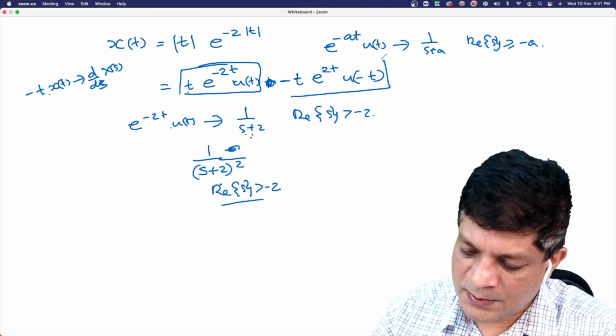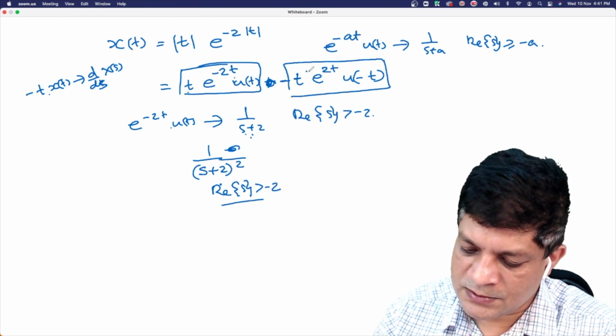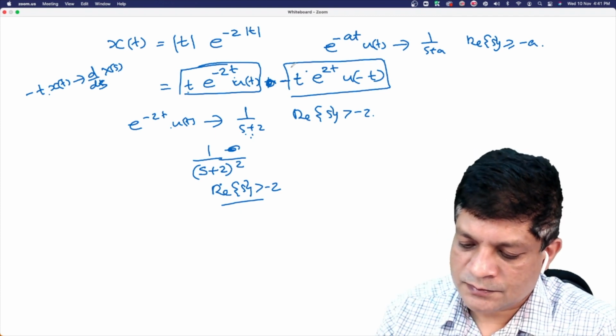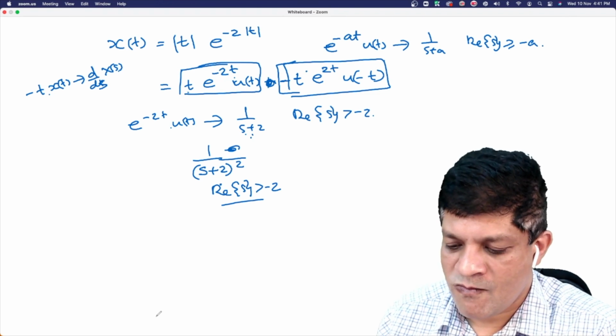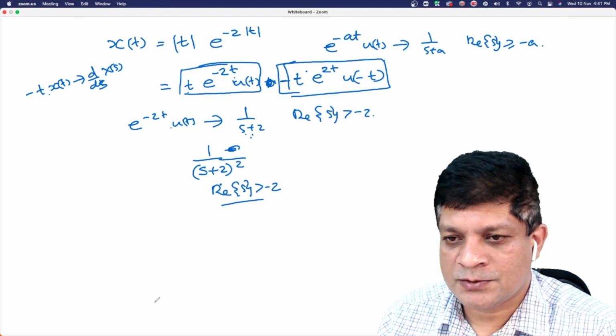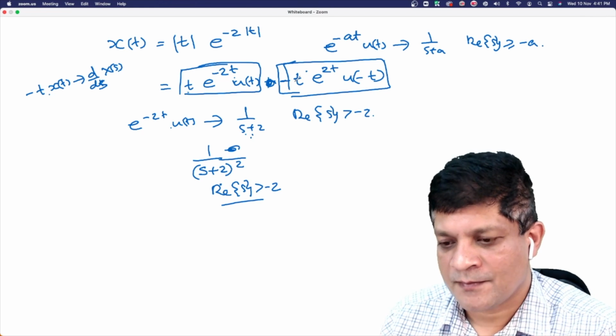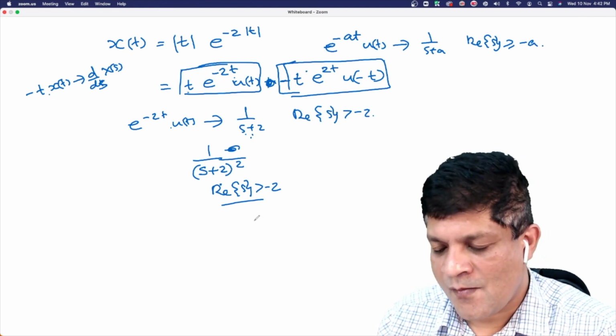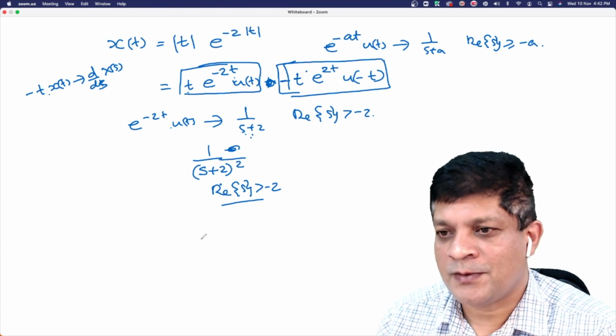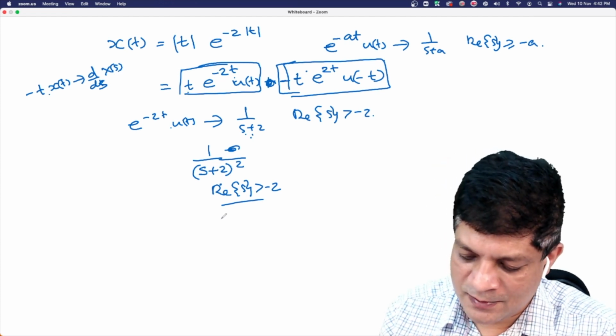Now what about this part? How is it related with this one? Put t equal to minus t, and you will get this. So what is the property? Reflection. Reflection, what will happen in the s domain?